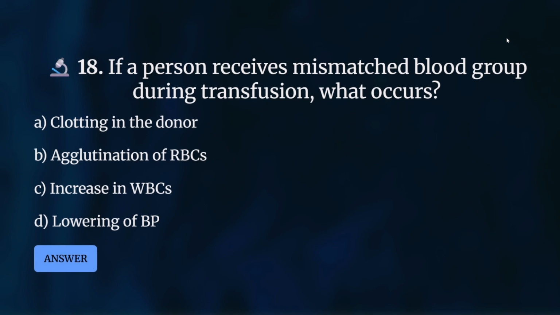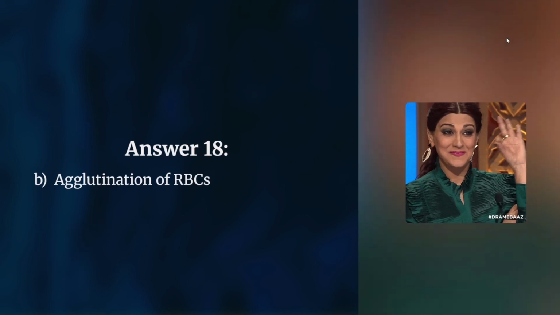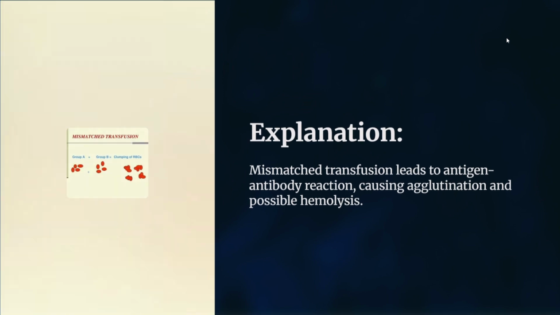Question number 18. If a person receives mismatched blood group during transfusion, what occurs? Options are A. clotting in the donor, option B, agglutination of RBCs, option C, increase in WBCs, or option D, lowering of blood pressure. Correct answer is agglutination of RBCs. Mismatched transfusion leads to antigen-antibody reaction, causing agglutination and possible hemolysis.